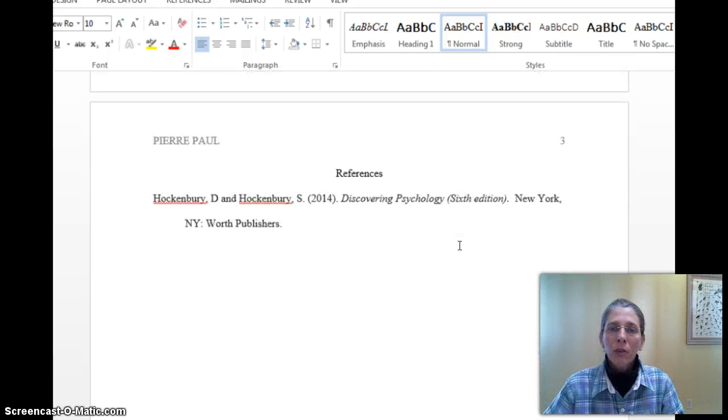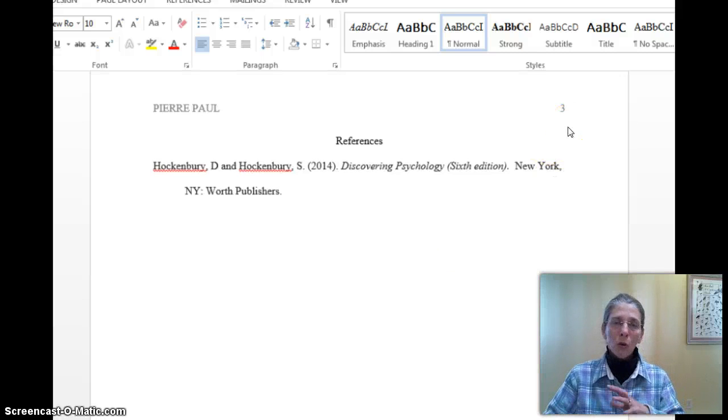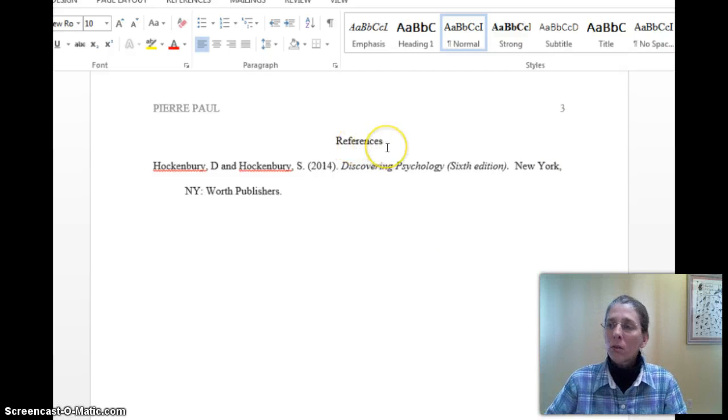And now we get to references. So notice references is the start of this page. It's its own page. This is the title, references. She did that perfectly. So then we're getting into, this looks really good, just a few small tweaks.